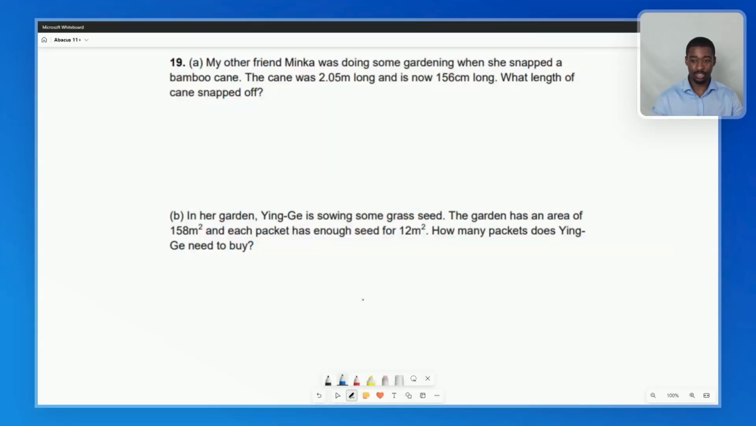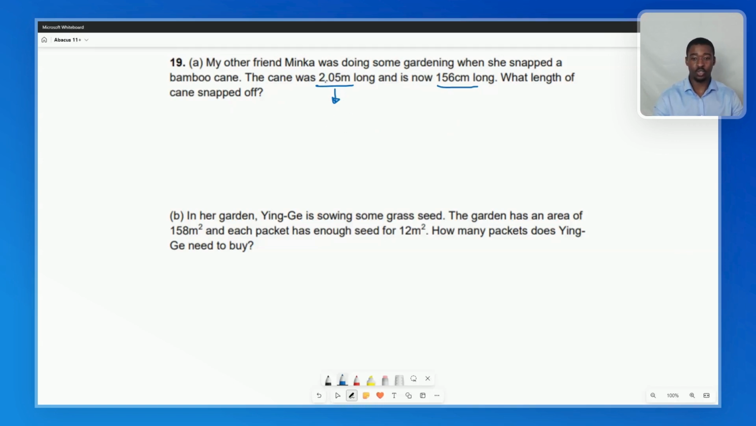Okay, so now we're at question 19. So let's keep on going through this paper. Here, if we read the question, we're told that after some gardening, a cane went from 2.05 meters long to 156 centimeters long. And we need to work out what length of the cane was snapped off. And we do this by converting both to centimeters, because that allows us to compare these values a lot easier.